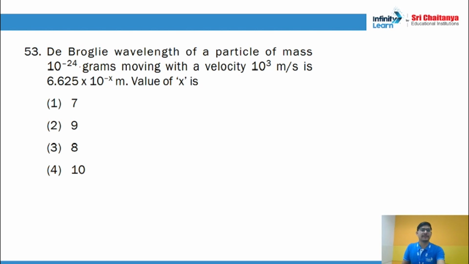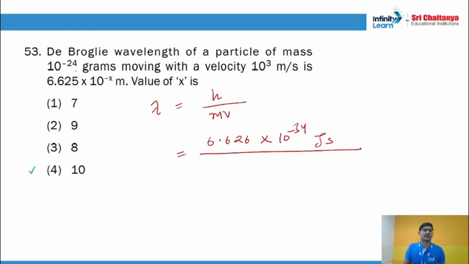Next question, de Broglie wavelength of a particle of mass 10 raised to minus 24 gram. So what is the formula for de Broglie wavelength? Lambda is equal to h by mv. Let us substitute the given values. 6.626 into 10 raised to the power minus 34 joules second, that is the value of h, divided by mass, right? Mass is given in gram, but we know we have to substitute SI units. In kilogram, we'll divide it by 1000. So the mass will become 10 raised to the power minus 27 kilogram. All right, and the velocity is 10 raised to the power 3 meter per second.